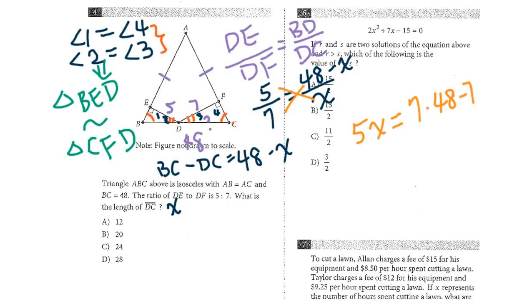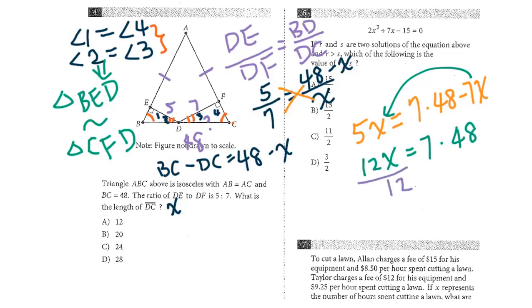So minus 7X, so I add 7X to both sides. You will get 12X equals 7 times 48. So I divide by 12. You will get X equals, here's a reducing now. Here's a 4, so it's 28.